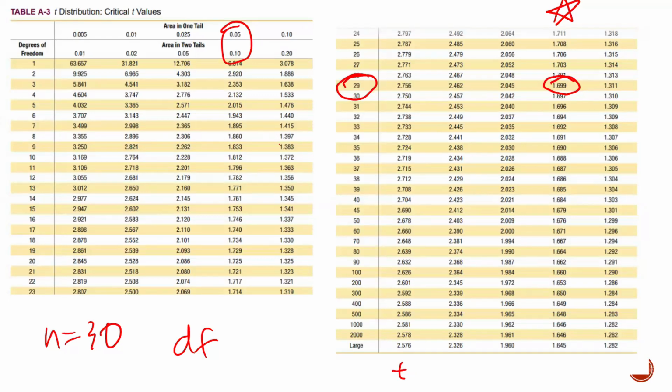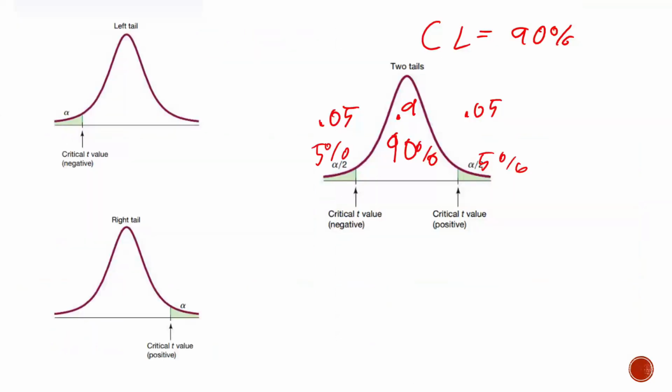So our t critical value, our t alpha over 2, is 1.699. So then we can go back to our picture. This is t equals 1.699, and this is t equals negative 1.699. So that gave us the two critical values, how far right and how far left you need to go to cut off the 5% extremes and keep 90% in the middle. Yes?